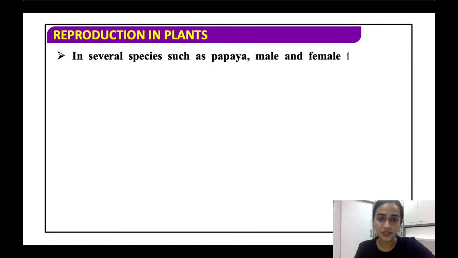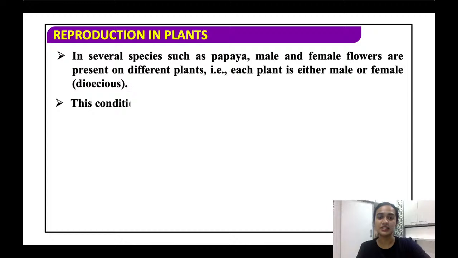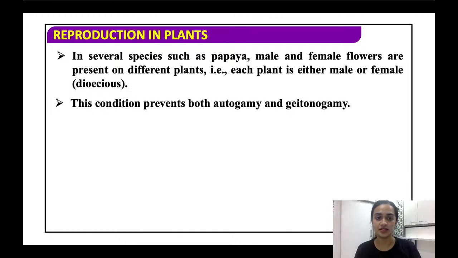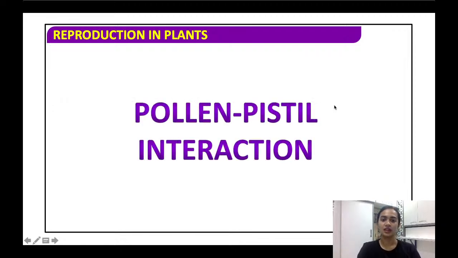In several species, such as papaya, the male and female flowers are present on different plants. These are dioecious in nature. So the male is on a different plant and the female is on a different plant. This dioecious condition prevents both autogamy and geitonogamy. All right. Now moving to a very important concept, pollen pistil interaction.